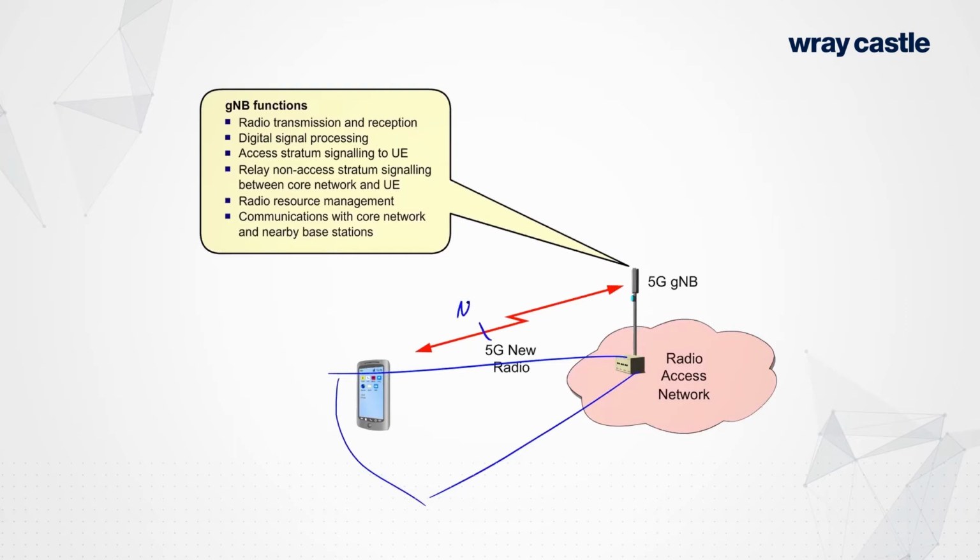the NR. Now, the new radio is all different and new and has a lot of capabilities in various dimensions. But in the end, the base station is a base station. It does base station things. So radio transmission reception, certain amount of baseband and digital signal processing, whether that's modulation, encoding or antenna processing. It supports the access stratum to the UE. In other words, the RRC, the radio resource control across the radio interface.